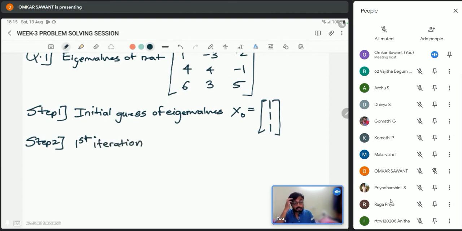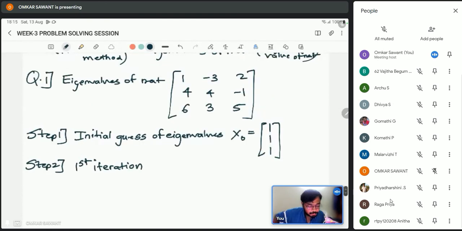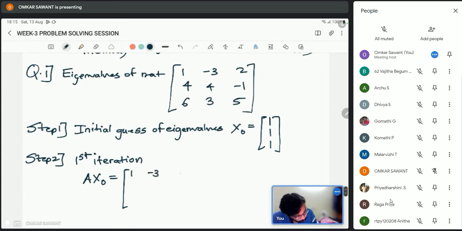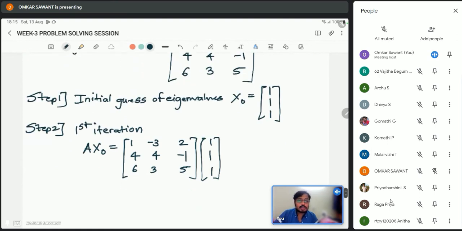We calculate the eigenvector of the first iteration, simply by multiplying the matrix with the initial guess. So we get A x0 as [1 -3 2; 4 4 -1; 6 3 5] times [1 1 1]. Now please tell me what will be the dimension of the matrix after this. We are multiplying two matrices, so we will get some output matrix. What will be its dimension?